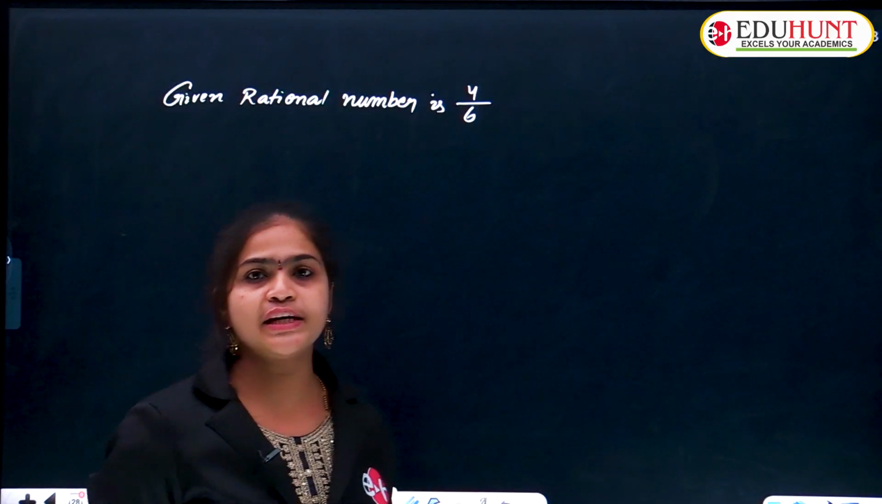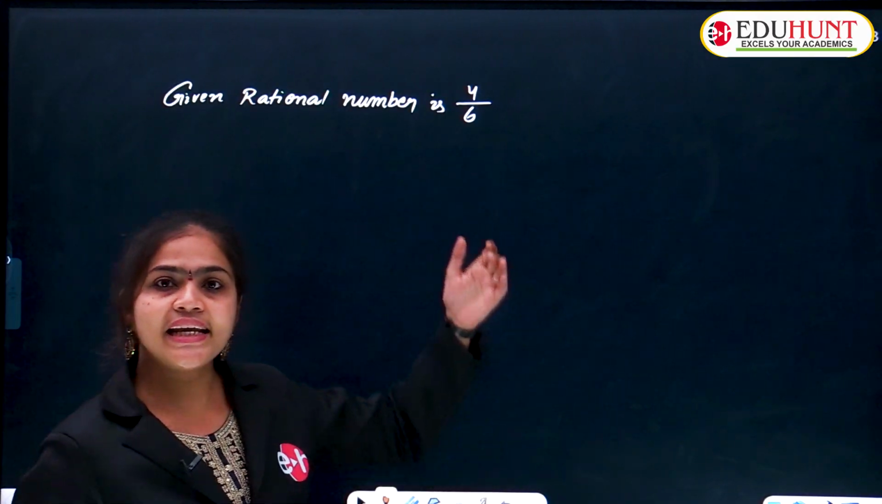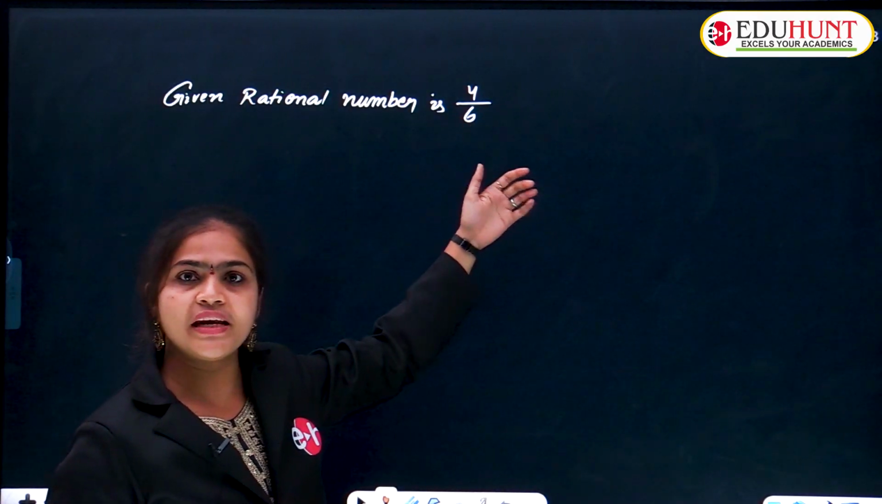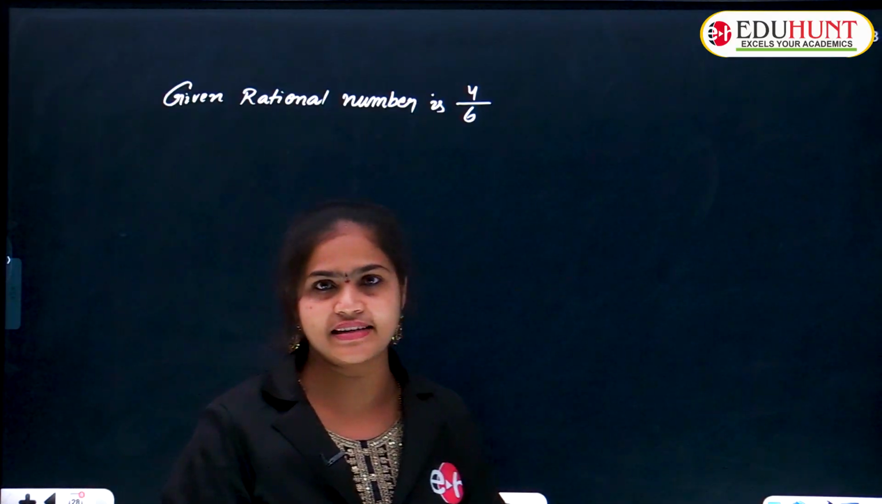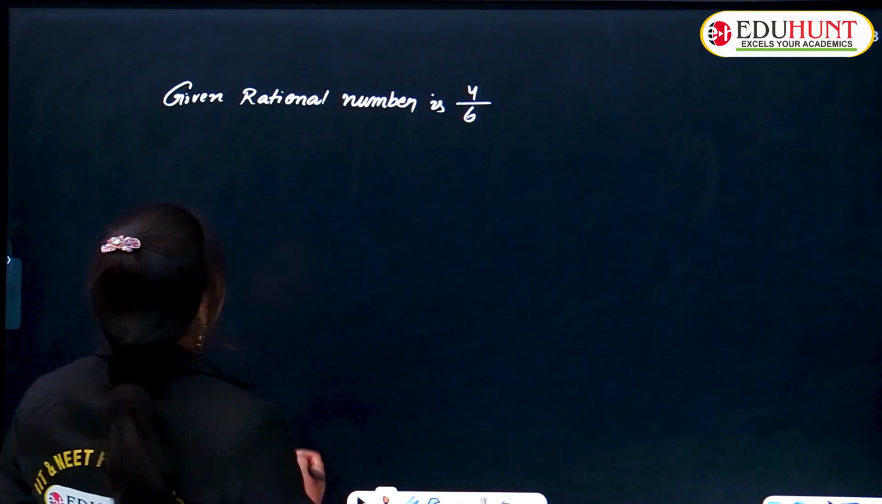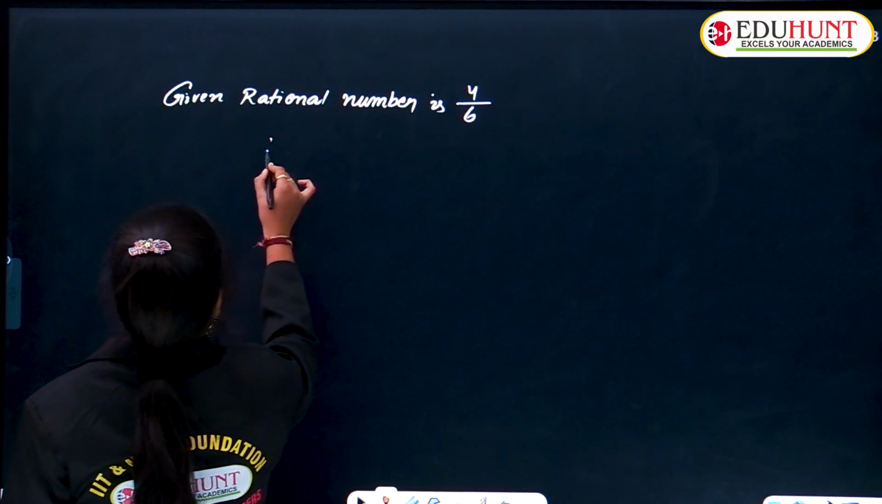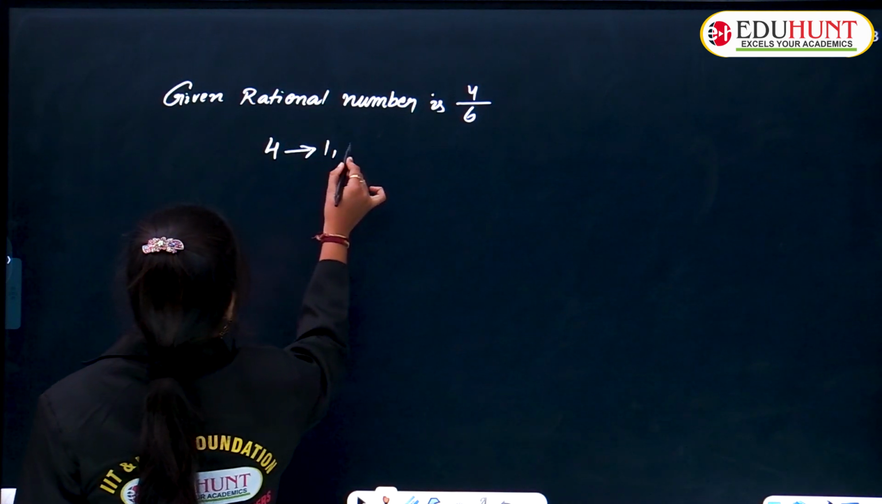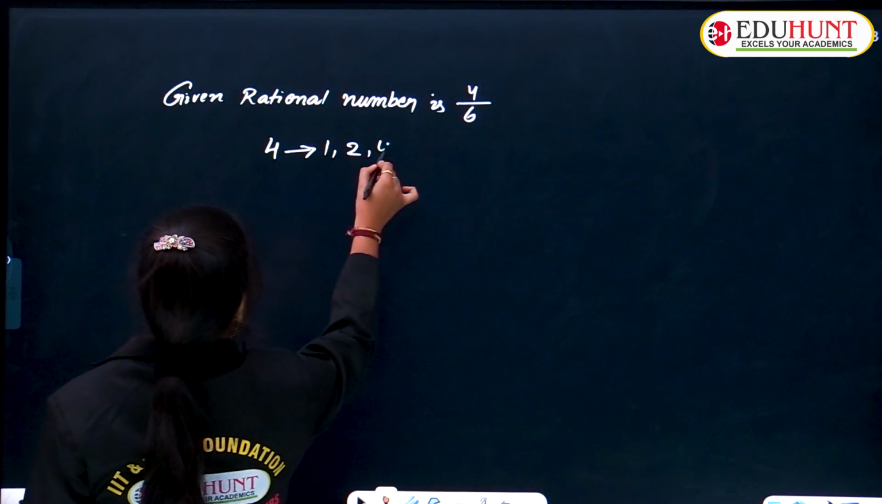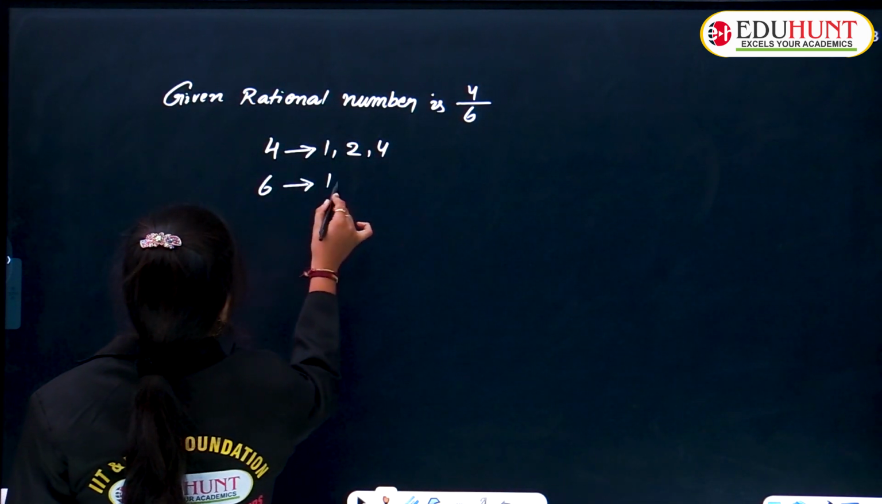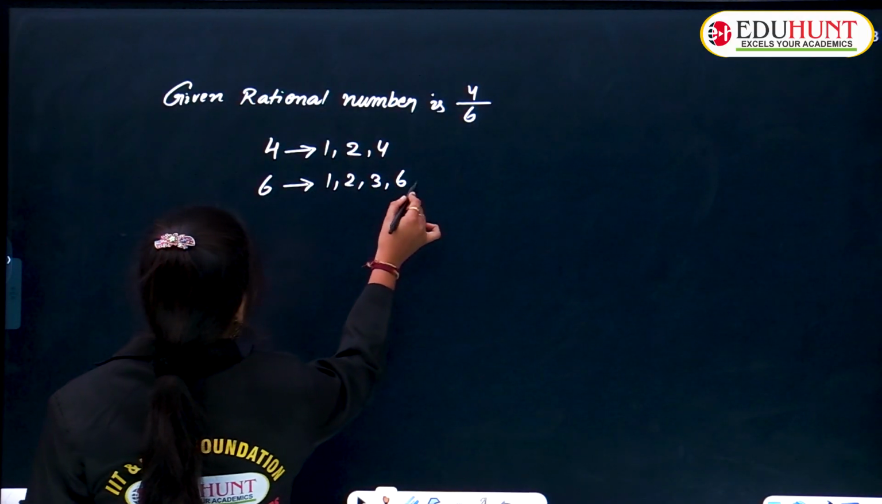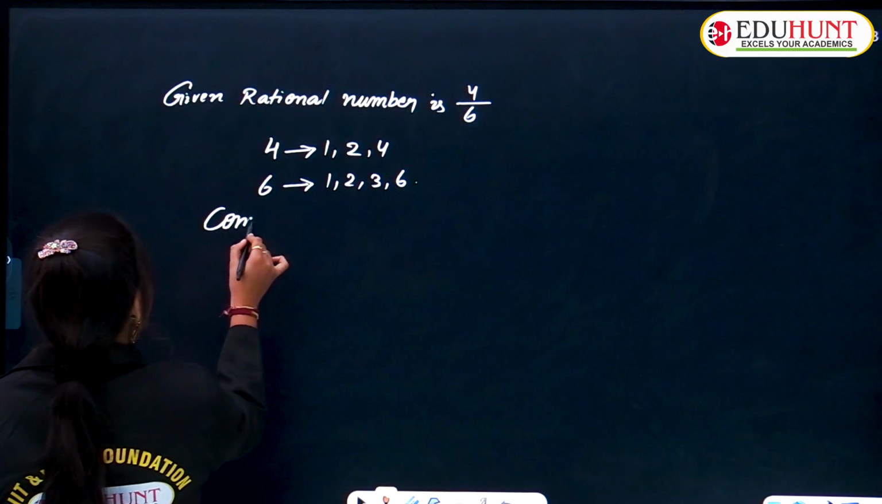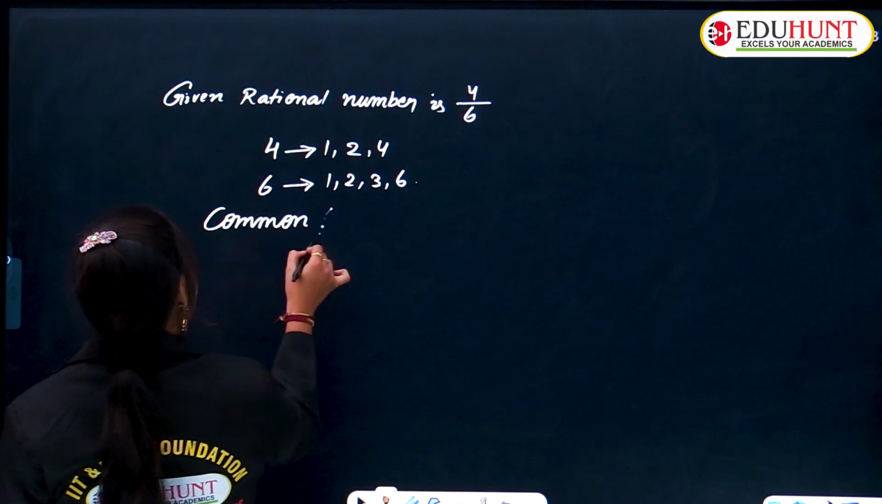So how do we convert it into the simplest form? By dividing both numerator and denominator by their common factors. Now see, what is the common factor here? The factors of 4 are 1, 2, 4. The factors of 6 are 1, 2, 3, 6. Now the common factors. What are the common factors?